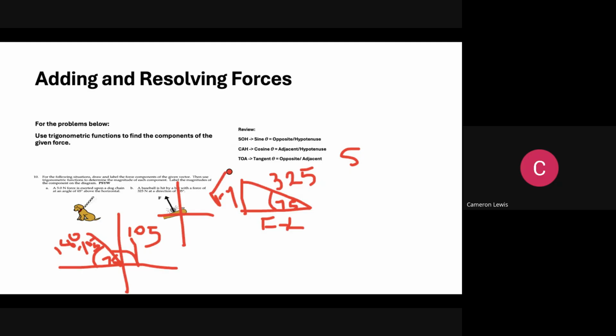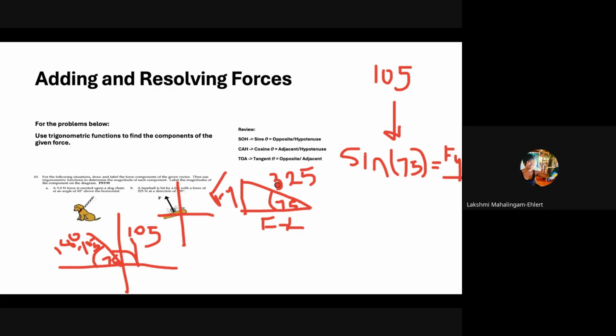Sine. So I'll do sine of, for me, I'll do... Will the answer be the same if you use the angle that they gave? Let's try it out and let's see. Probably not. So Lakshmi, you do 105 and I'll do 75 and we see if we get the same answer. Okay. 325. Is that for y? Yes.